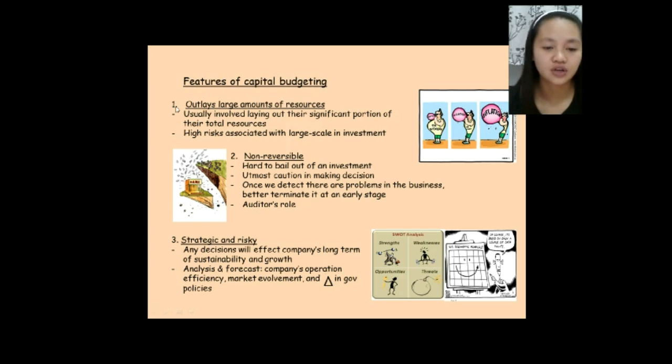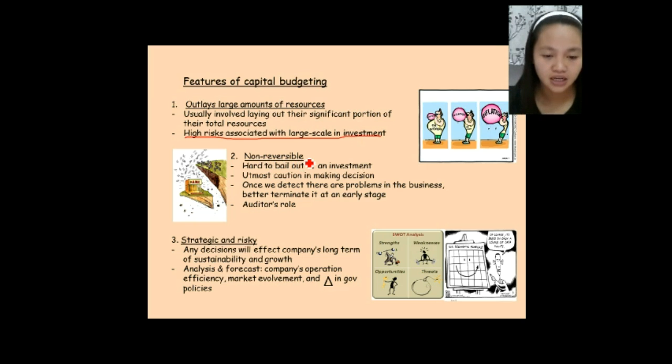Okay, these are the features of capital budgeting. First is that it outlays a large amount of resources, usually involving a significant portion of their total resources. There is high risk associated with large-scale investment. Look at this picture. When the balloon bursts, it will surely affect the person blowing it. The bigger the balloon, the greater the effect will be.